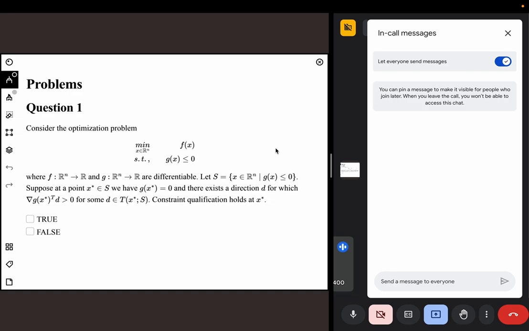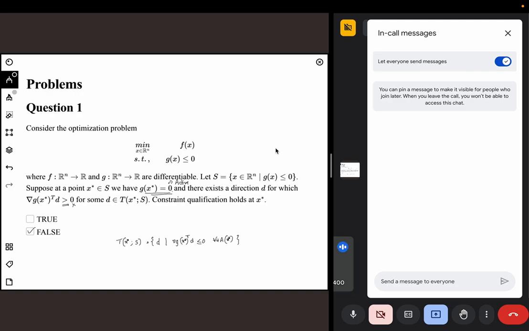How do we define that? We define the tangent cone as something like the set of vectors d such that this needs to be less than or equal to 0 for all active constraints, right? We are saying g of x star equals 0, so this is an active constraint. And we are saying there exists a d which is greater than 0, which should not be true, right?